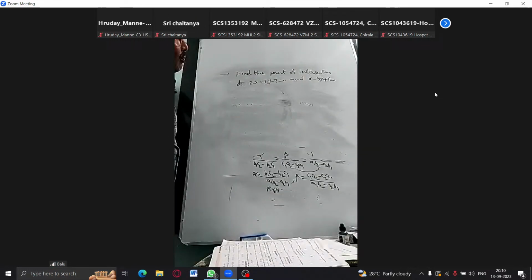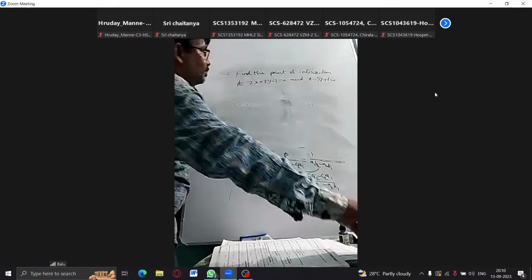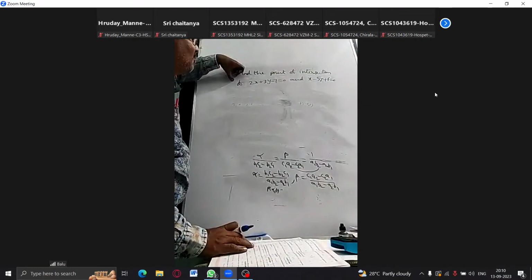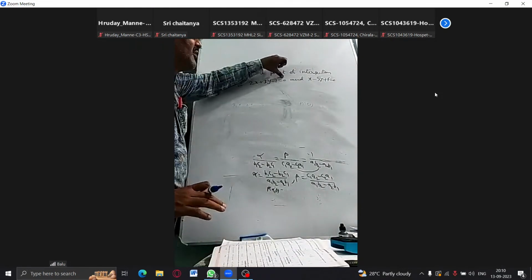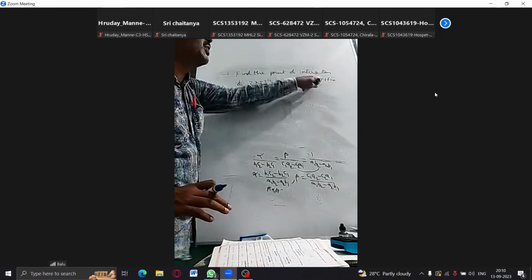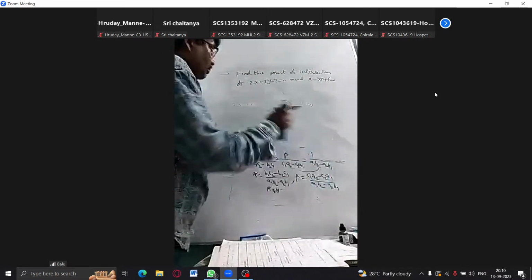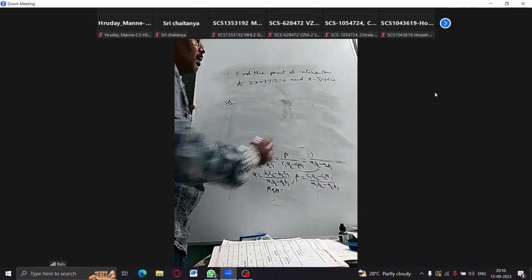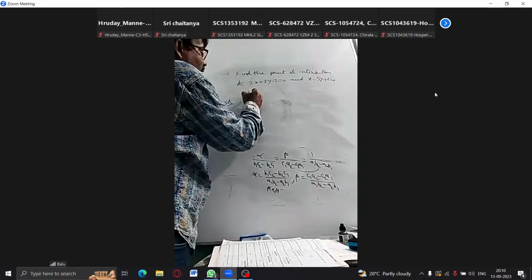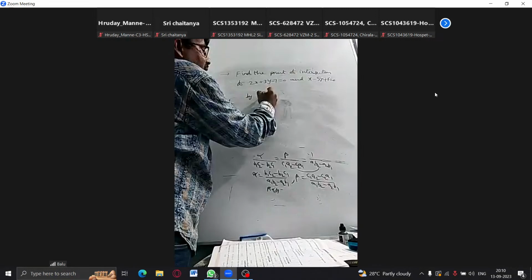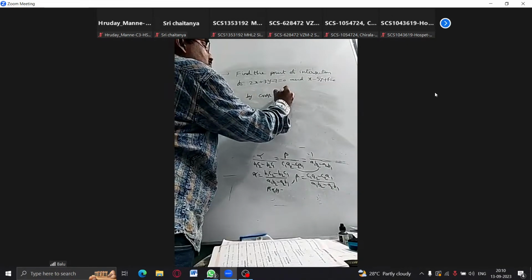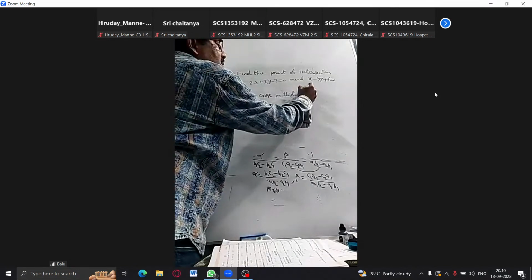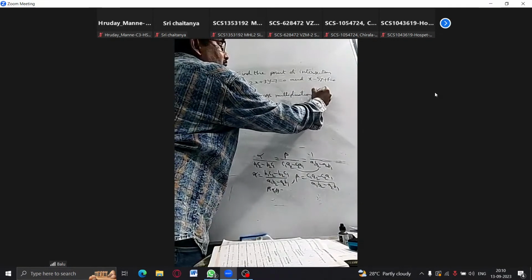Now find one problem related to this concept. Find the point of intersection of 2x plus 3y minus 7 is equal to 0 and x minus 5y plus 6 is equal to 0. Solution. By cross multiplication method.